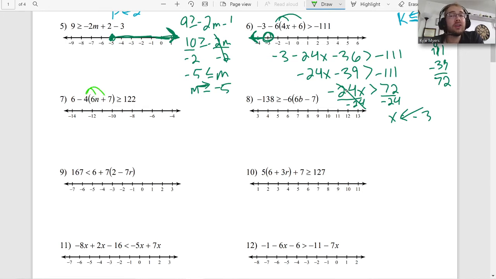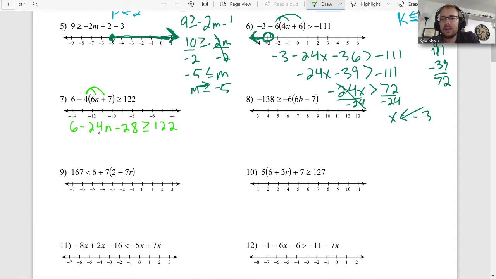But you could also subtract 6 on both sides. And then I think from there, that number would divide by 4, because that would be 116, and that divides by 4. Yeah, so you could do it that way as well. But I'm going to go ahead and distribute. So 6 minus 24n minus 28 greater than or equal to 122.